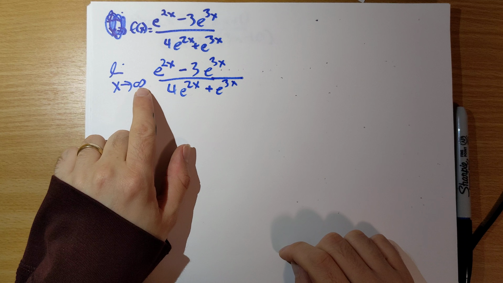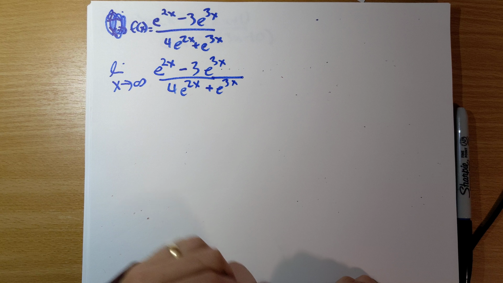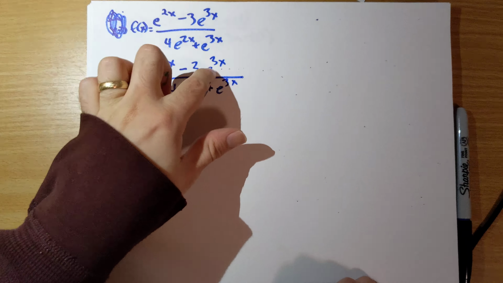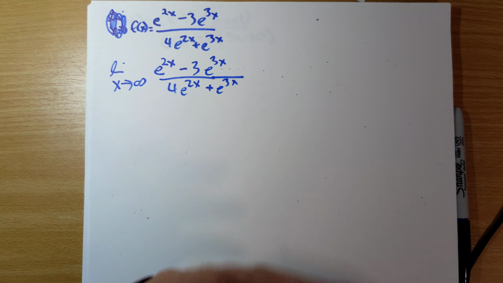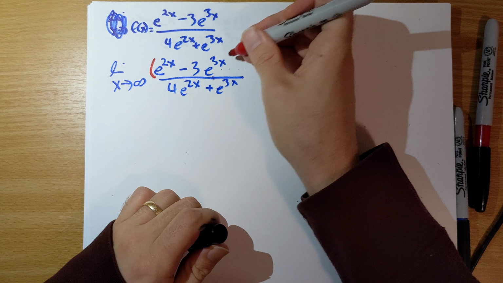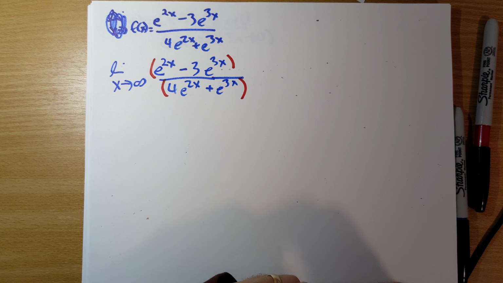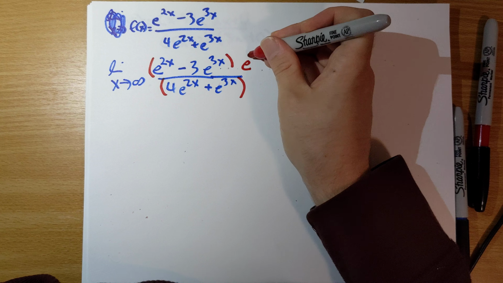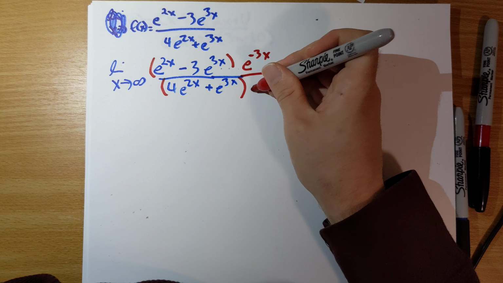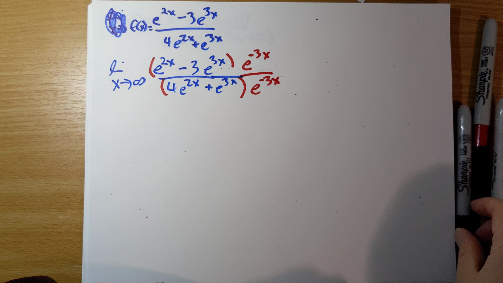So as x goes to infinity, e to the 2x and e to the 3x both go to infinity. So this is kind of like infinity minus infinity over infinity plus infinity. We need to do some manipulation here to figure out what's going on, because as we will see, this actually does give us a finite limit. How to accomplish this? Let's multiply on top and bottom by e to the negative 3x.